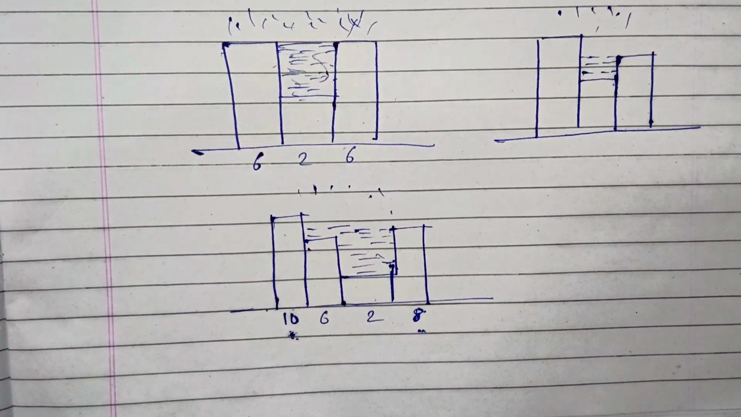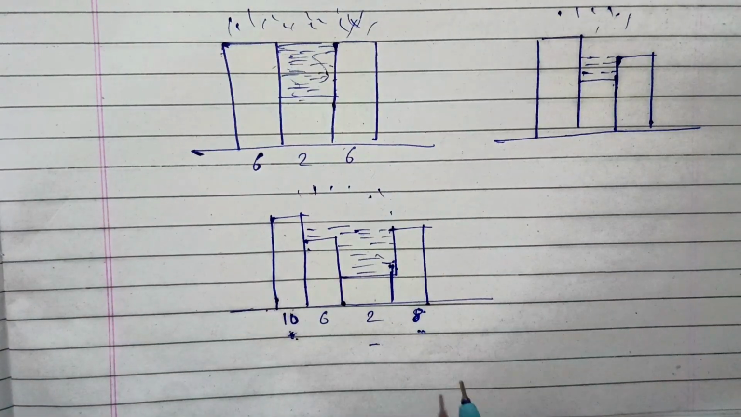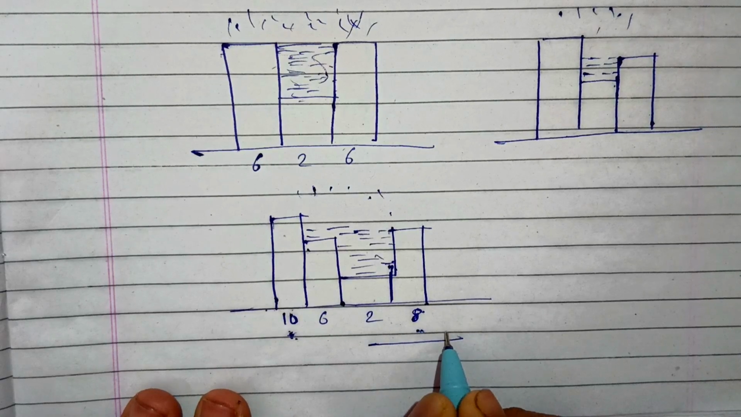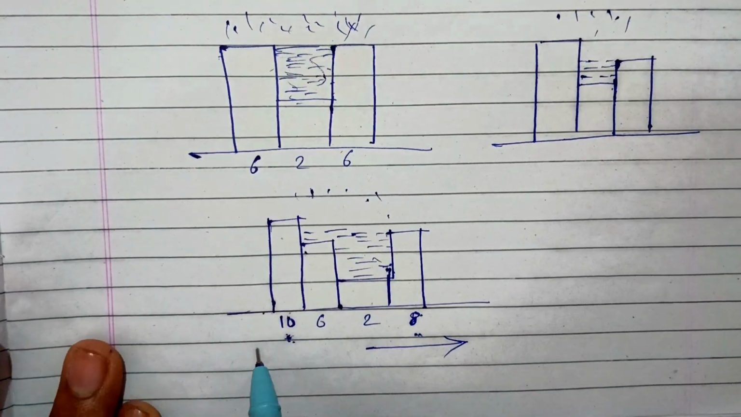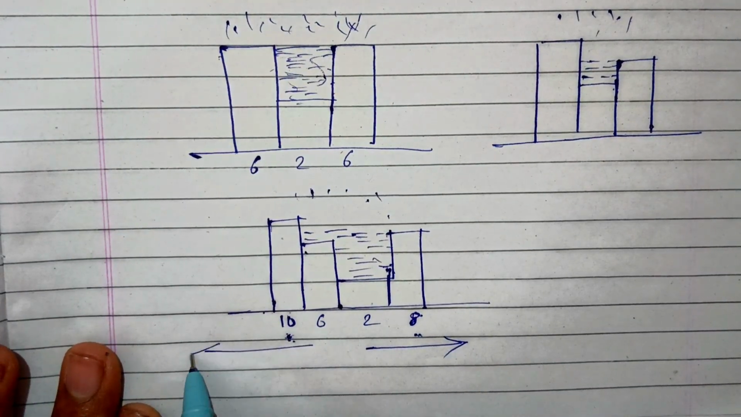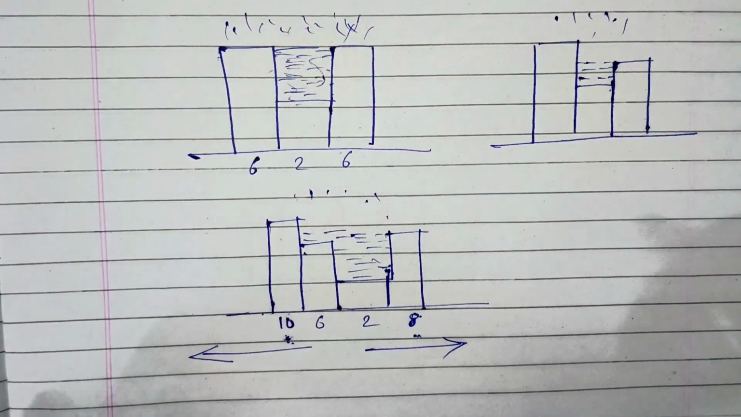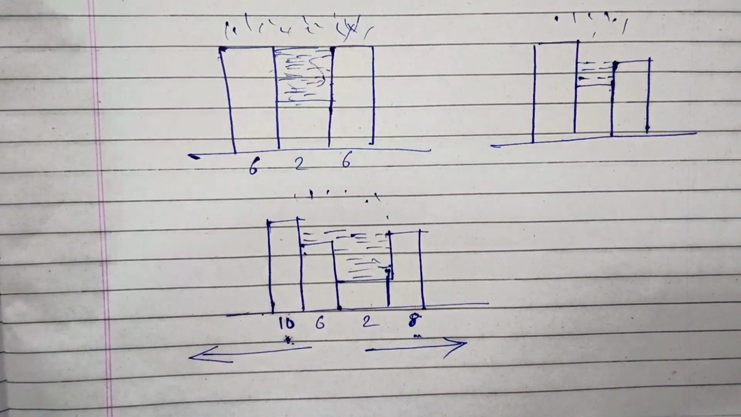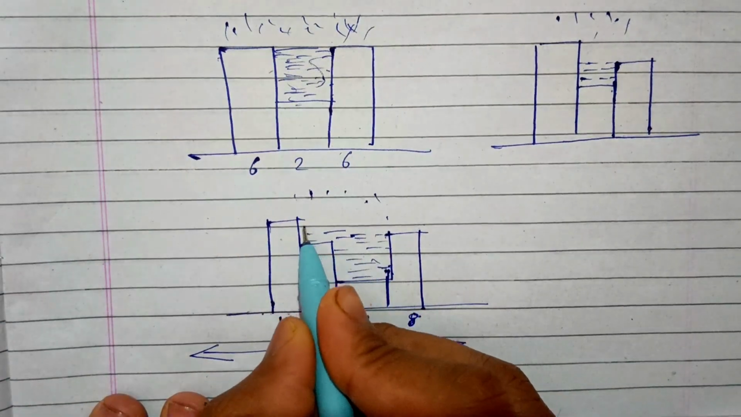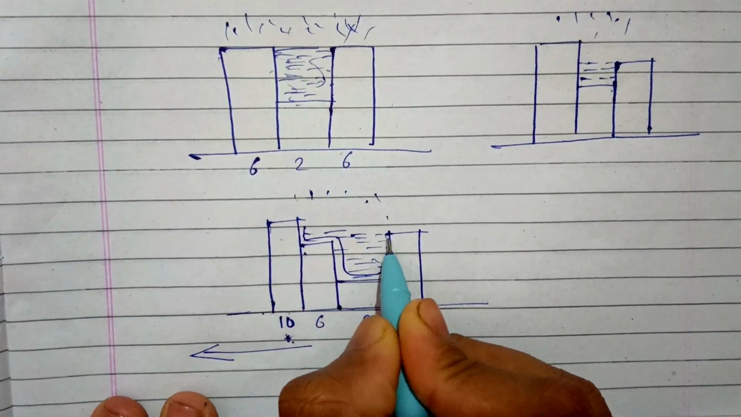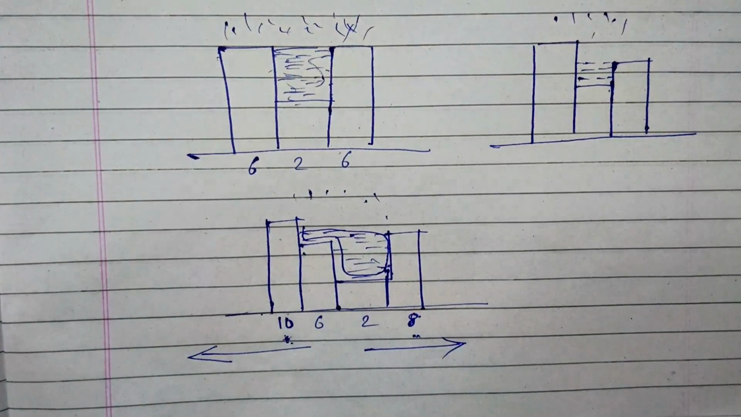And here we have to get the minimum of it. So we have to calculate the maximum of left and the maximum of right, and then we have to take its minimum. So we will get this trapped water.